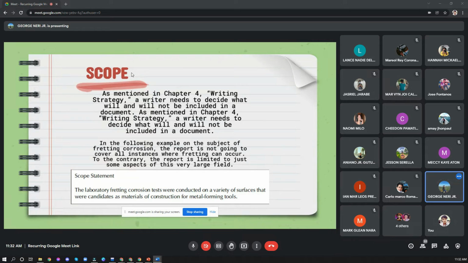instances where printing can occur in the country. The report is limited to just some aspects of this very large field. So, the scope statement: the laboratory printing corrosion tests were conducted on a variety of surfaces that were candidates as materials of construction for metal forming tools.